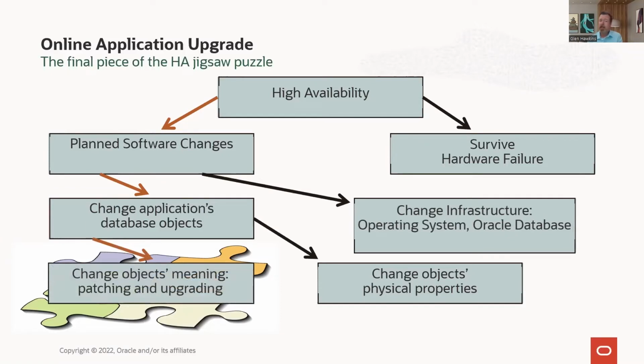Now, the key to changing the application's database objects without impacting the application is that you need to change the object's meaning, the patching. Whether it be a stored procedure or your table, or you're adding a new table or some new columns, however you're modifying that to accommodate the new version of your application. So that's the key of tying that in with all the other capabilities that we have here at Oracle.